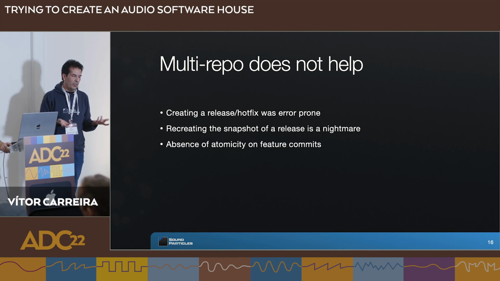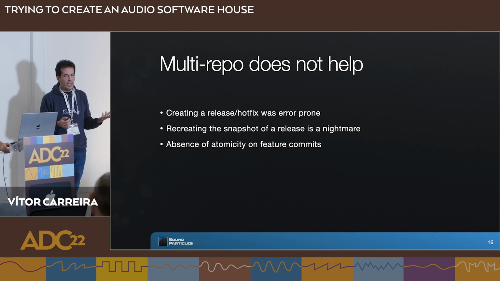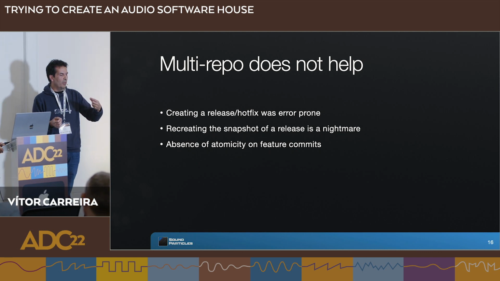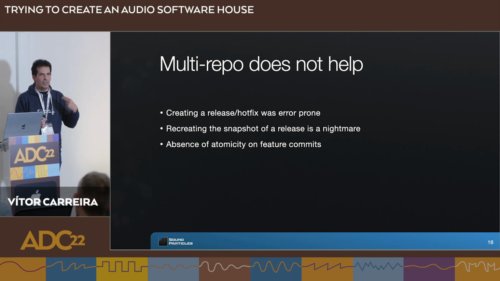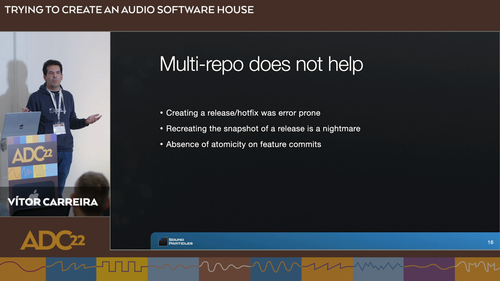Another major issue is the atomicity of the feature commits, because when I'm working on some kind of feature, I'm touching repos A, B, and C, but now I have 3 different repos. So if I manage to commit in repo A and repo C, but when I make a commit in repo B, I have a conflict, I don't have a correlated timeline between the feature and the commits. It's a nightmare.